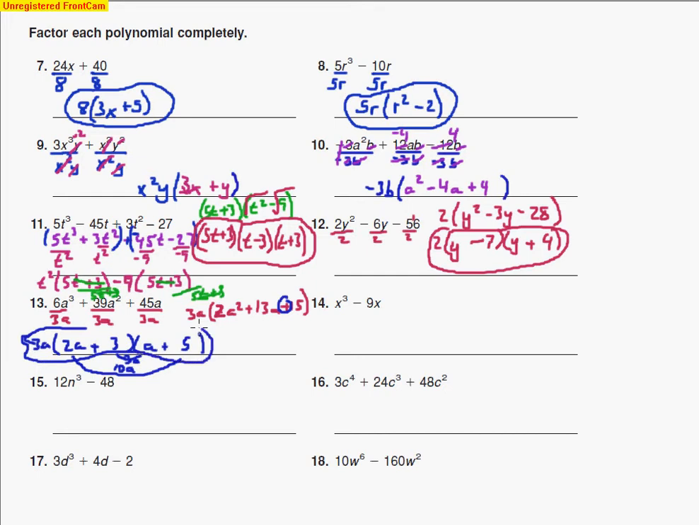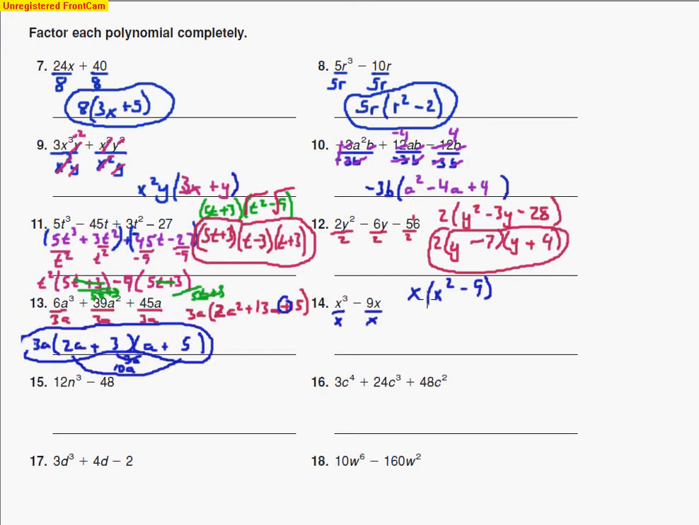Well, let's take a look at the next one here. We've got x to the third power minus 9x. So let's go ahead and take out a common factor of x. We take that and put it on the outside of a parenthesis, do some division, and always look at a binomial and see if you've got a difference of squares.